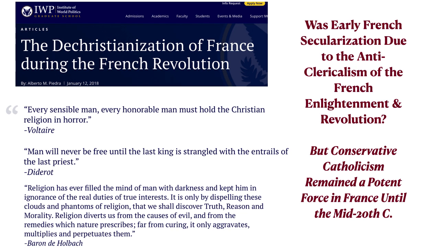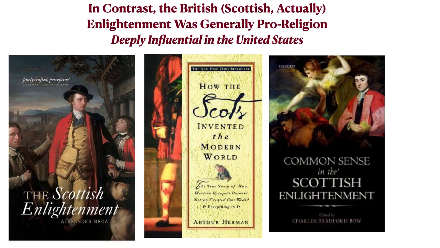But in Germany, and particularly in Britain and the United States, the Enlightenment was not nearly as anti-religious. So here we need to contrast the British, and actually it's a Scottish movement. There were certainly some English thinkers involved, but far more Scots. Again, we're talking about the 1700s, the 18th century.